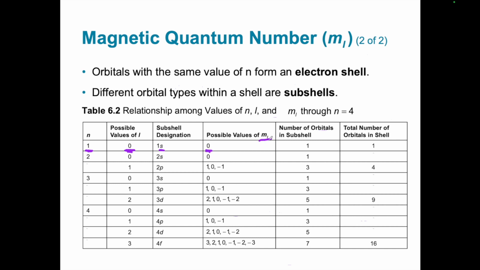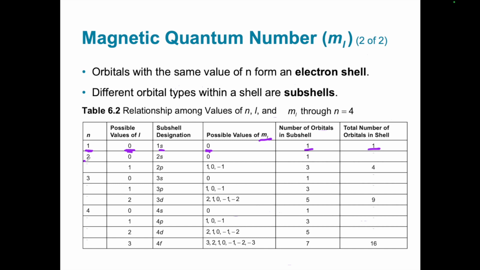That's the m sub L, and then the number of orbital subshells. There's only one, and then there's a number of orbitals in the shell itself. There's only one because it's just the sphere. No matter what orientation you put it in, it will always be the same because it's a sphere. Okay, let's keep on going for a couple of these here.